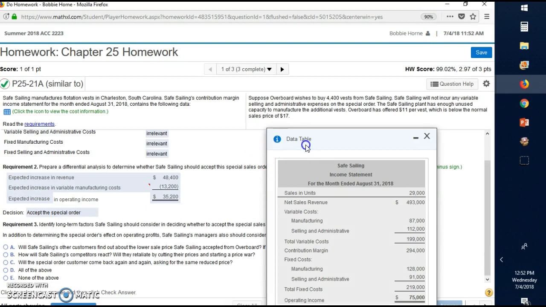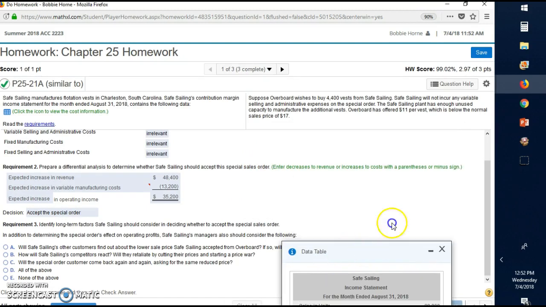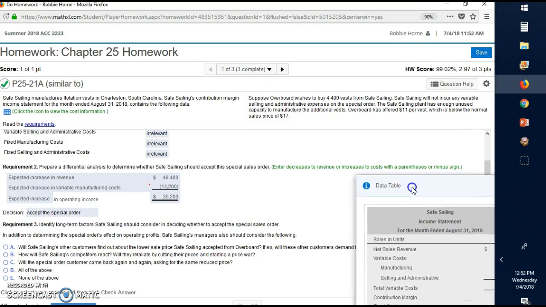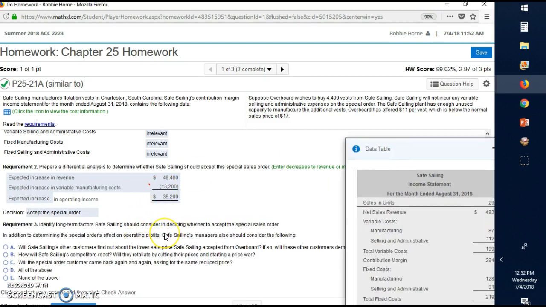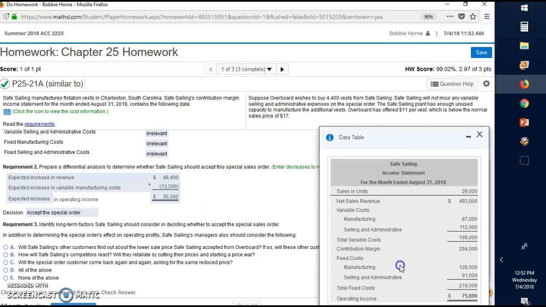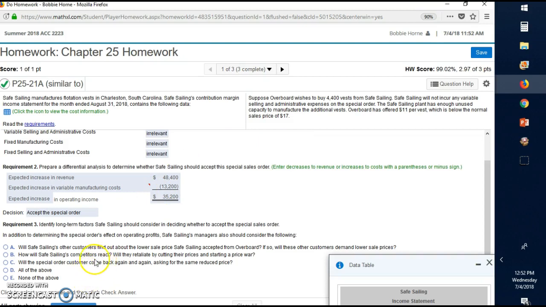Now, before we make that complete decision, we need to determine the special order's effect on operating profits. There's a lot to think about here as far as profits. We need to think about what if the other customers find out that we offered this lower sales price? How are we going to handle that? We don't want angry customers. Also, think about the competitors. What if they find out or they see that we did this for this company? Are they going to cut their prices as well? And then we start having a price war.